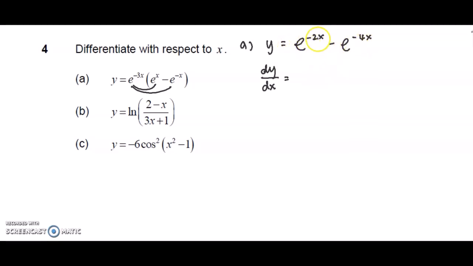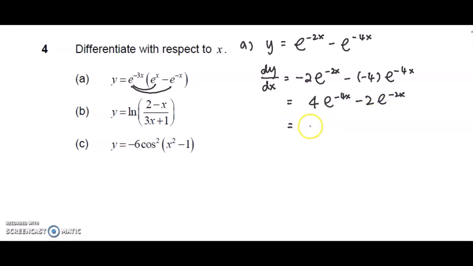How to differentiate e power of f(x)? You differentiate the power first, you get negative 2. Then copy itself back, you get e power of negative 2x. Minus, the negative just copy down. And differentiate the negative 4x, you get negative 4, and copy down itself, you get e power of negative 4x. Then after that, you can simplify it. You have 4e^(-4x) minus 2e^(-2x). Then if you want to factor out the 2, you can do so. You will get 2(2e^(-4x) minus e^(-2x)) after you have factored out the 2.